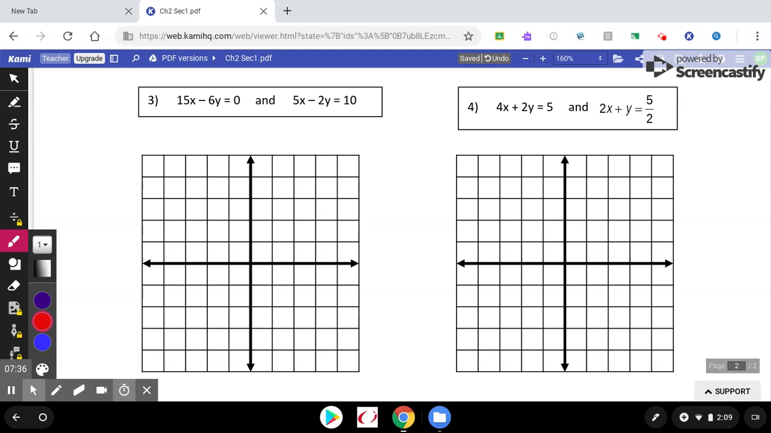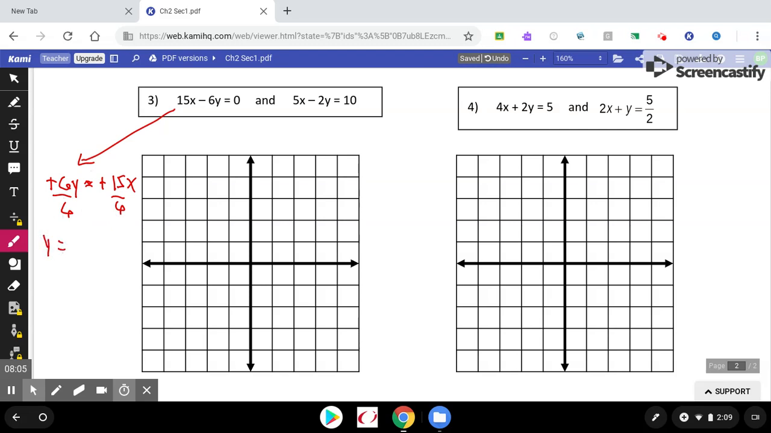Number 3. So again, got to have y by itself. So I'm going to just go ahead and do a step right here. I want that 15x to the other side. 0 isn't going to change anything. So pull this trick whenever you want: I can change signs as long as I change signs on both sides. Get rid of the 6.